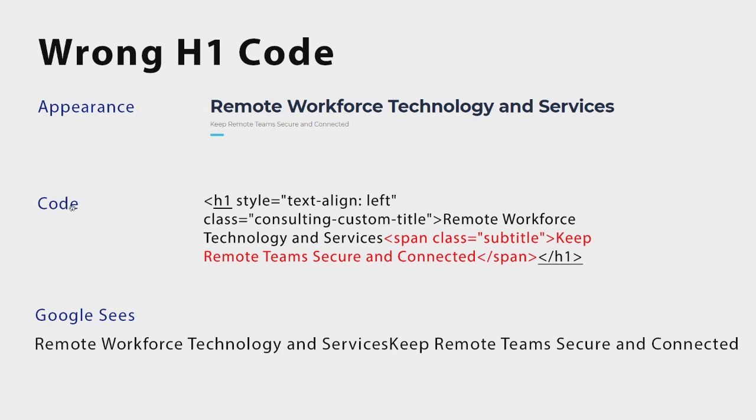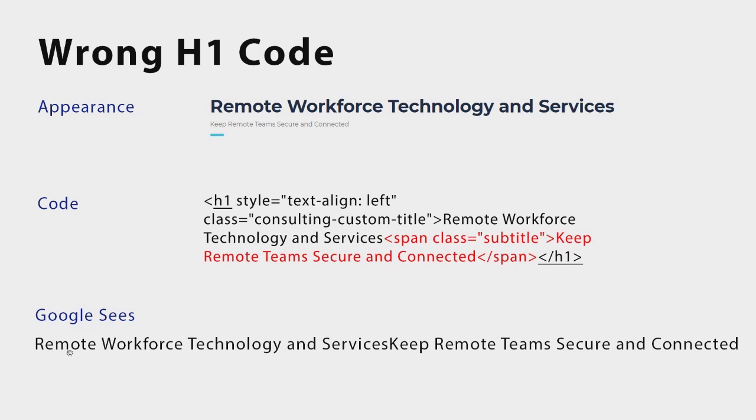I looked at the code, and this is where Google sees your site. This is how Google deals with it. Here's the H1 tag. That's the beginning. And here's the end. And I've underlined it so you can see them. And here's the text that's in the middle of it: remote workforce technology and services. This span counts for nothing. Keep remote teams secure and connected. That's the subhead. But it's part of the H1 tag as far as Google is concerned.